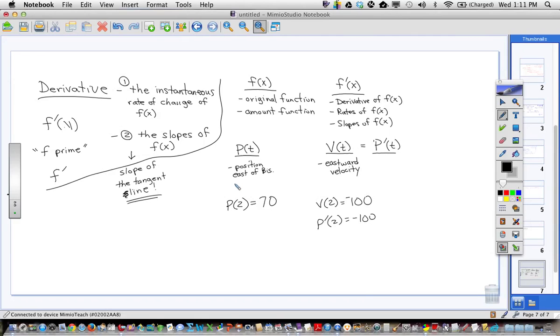When in this graph is it going east? From 0 to when? 3, right? At 3, it stops going east and turns around and comes back west. But at what times is the car east of Bismarck? 0 to 6, right? The car is east of Bismarck from 0 to 6. From 0 to 3, it was going away, going east, and then from 3 to 6, it was coming back to the west. See those different questions?